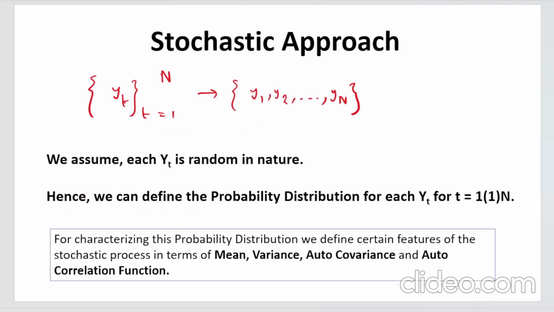I hope you understood the concept, and this is a summary. This is everything that I have mentioned as of now. You have this process, which we assume is random. So we define a probability distribution, and to characterize this probability distribution, we will use these four properties. I hope this is entirely clear to you.